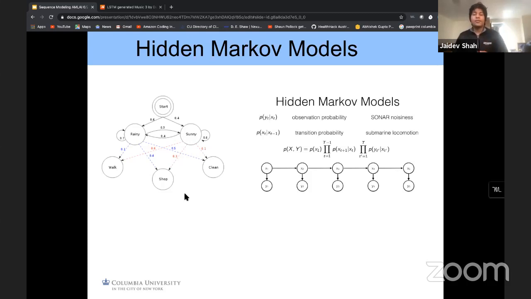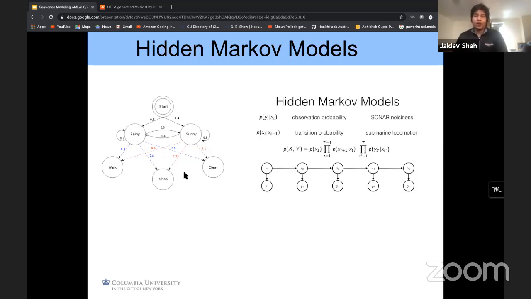But now you also have this emission probability. So each state can have multiple emissions, right? For example, in this case, the emission is like, what will I decide to do today? Will I walk? Will I shop? Or will I clean? So if it's rainy, the probability of me cleaning is 0.5. The probability of me shopping is 0.4, and the probability of me walking is 0.1. You can notice all of these three sum to 1.